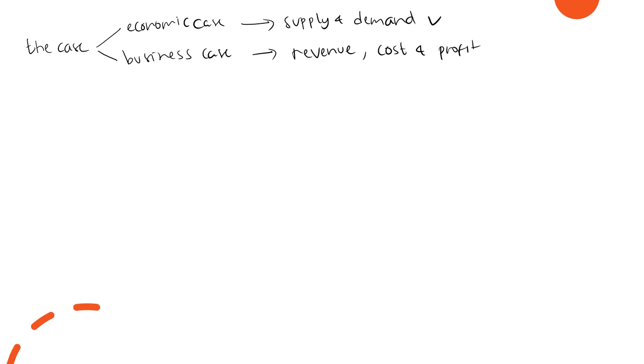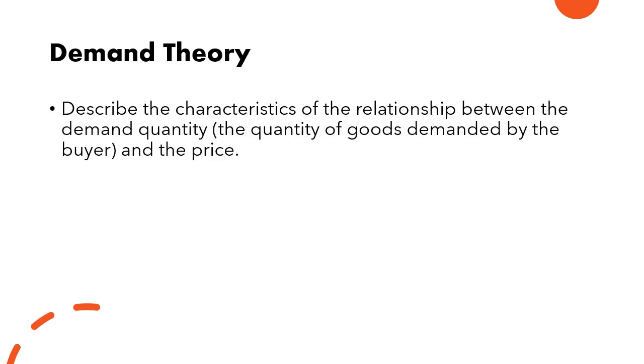So as you know from your previous lecture in economics, demand theory describes the characteristic of the relationship between the demand quantity, which means the quantity of goods demanded by the consumer, and connects it with the price. So you can see here the description that is written in the slide, as I've said before.